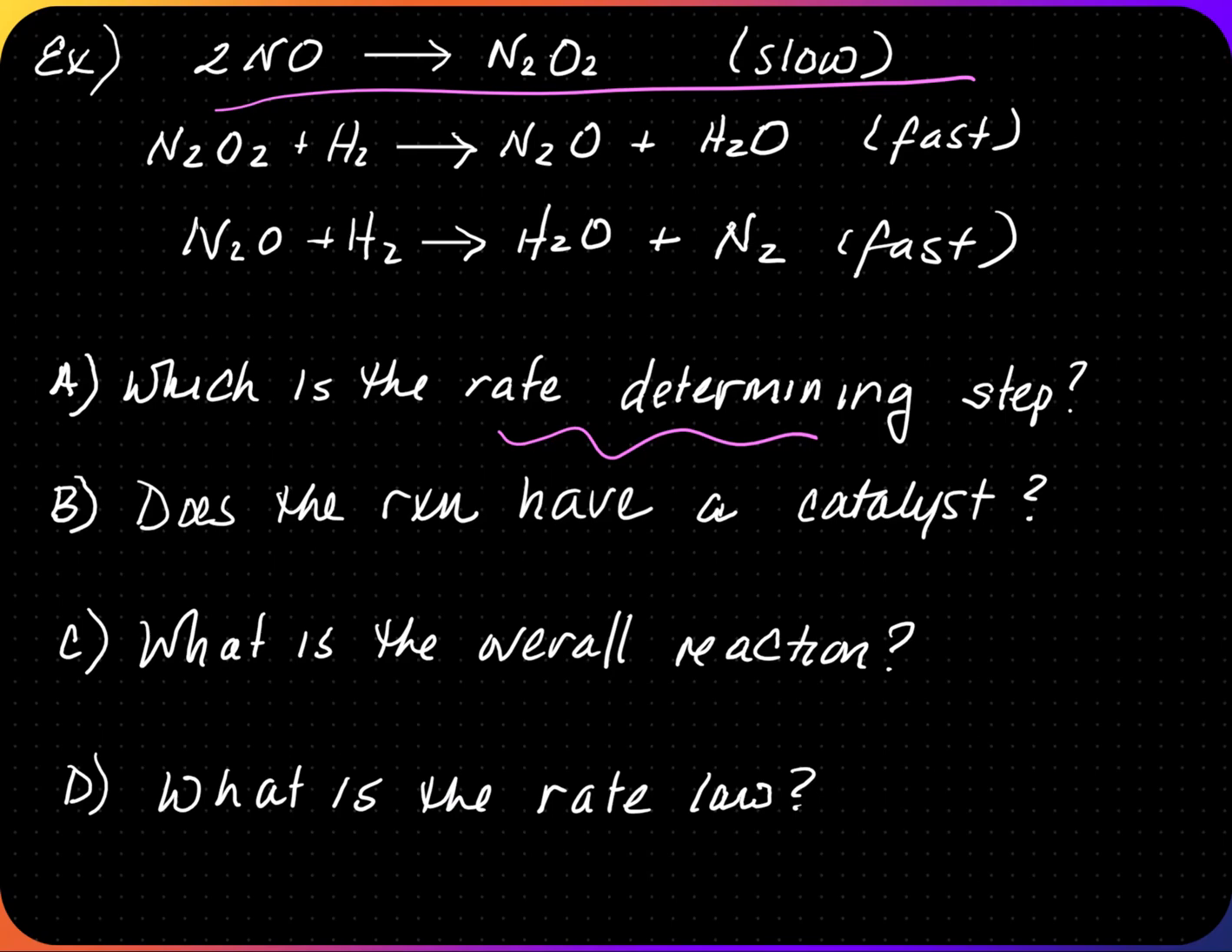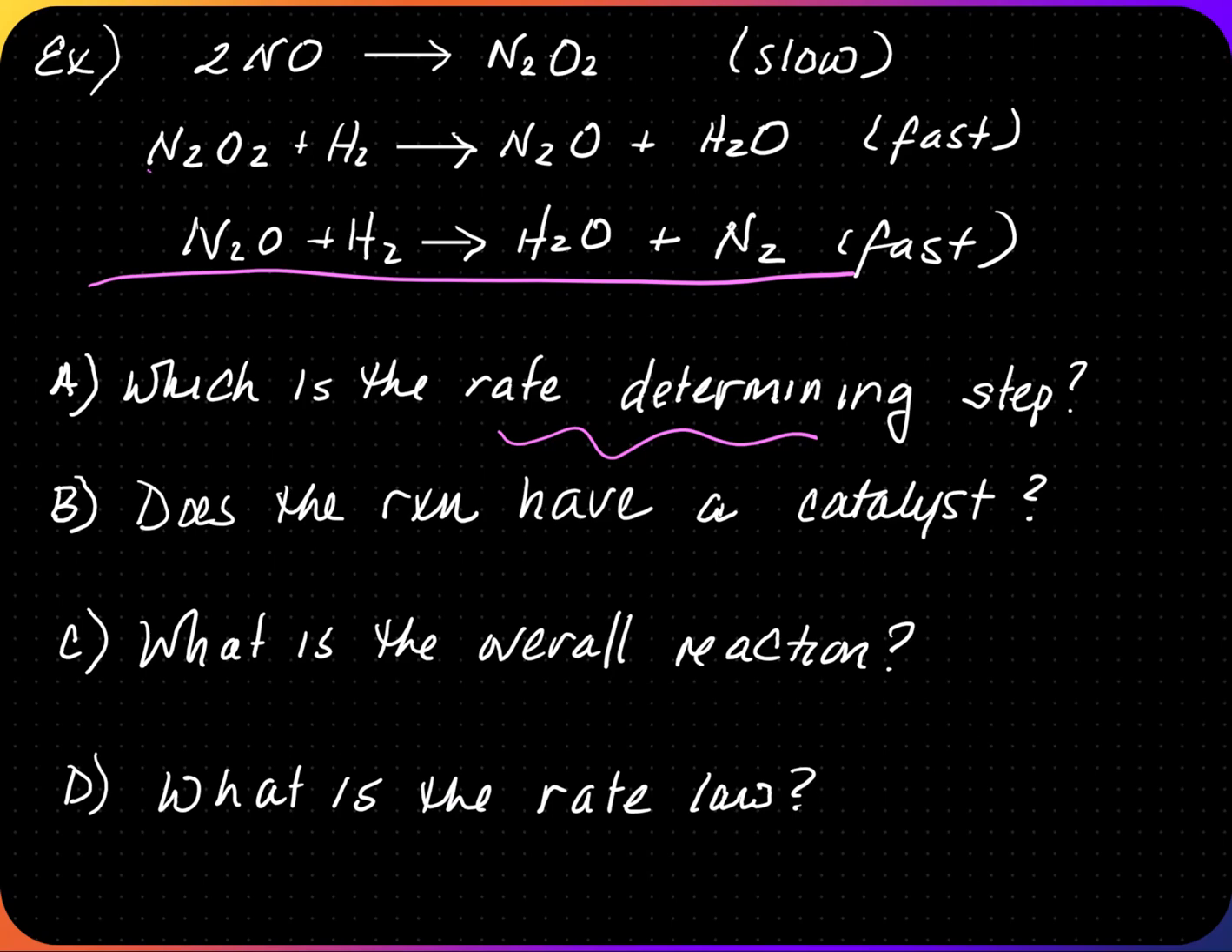Does the reaction have a catalyst? To determine if the reaction has a catalyst, write the overall reaction, similar to Hess's law. We add all the reactants together and all the products together, and cancel out anything that is the same on opposite sides. I can cancel out N2O2 because it appears on opposite sides. I can cancel out N2O and N2O because they appear on opposite sides.